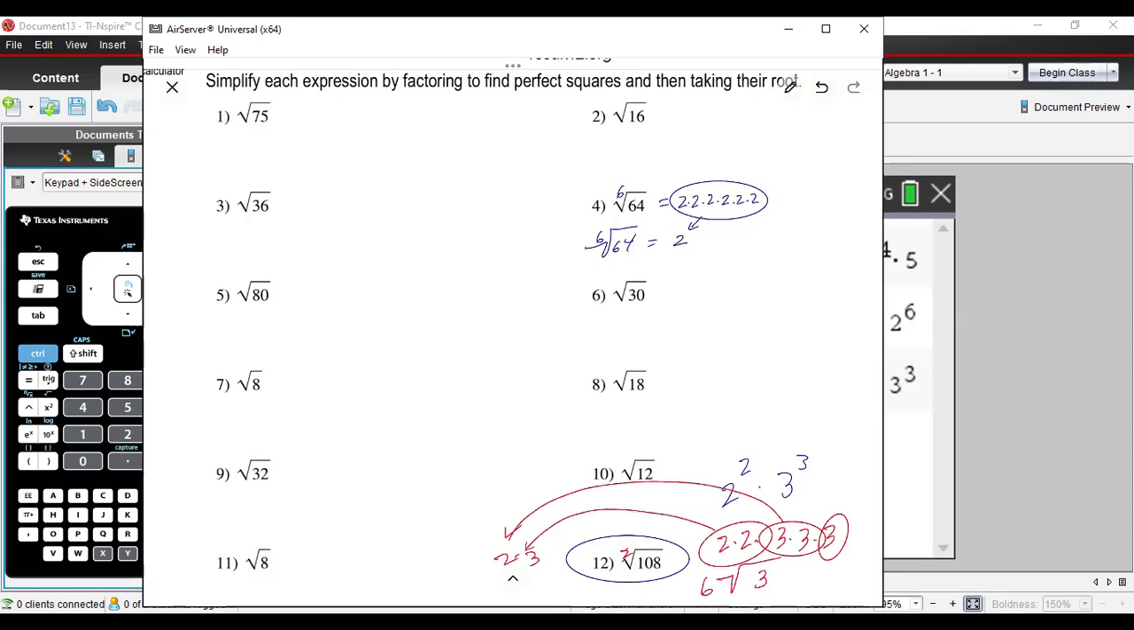So if you are looking for reducing square roots, you're always looking for pairs of numbers, and every pair that you can find, you pull outside. And whatever you pull outside, you multiply those, and whatever's left stays inside the radical symbol.